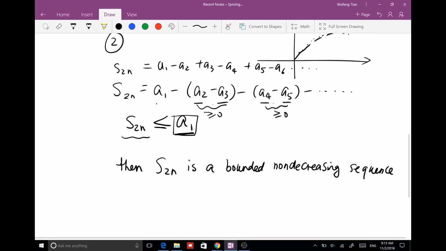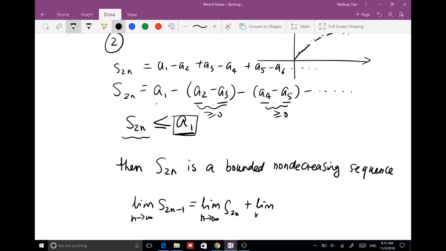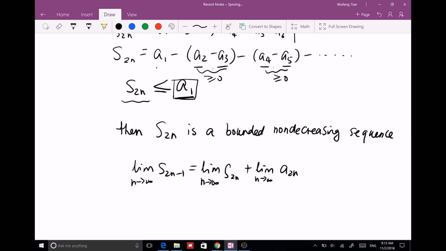Okay, and then we have the limit as n goes to infinity of S_{2m-1} equals the limit of S_{2m} plus the limit as n goes to infinity of A_{2m}. Okay, so both will converge to the same value. Both will converge to some value, bounded by some value. Then the limit as n goes to infinity of A_{2n} equals 0.